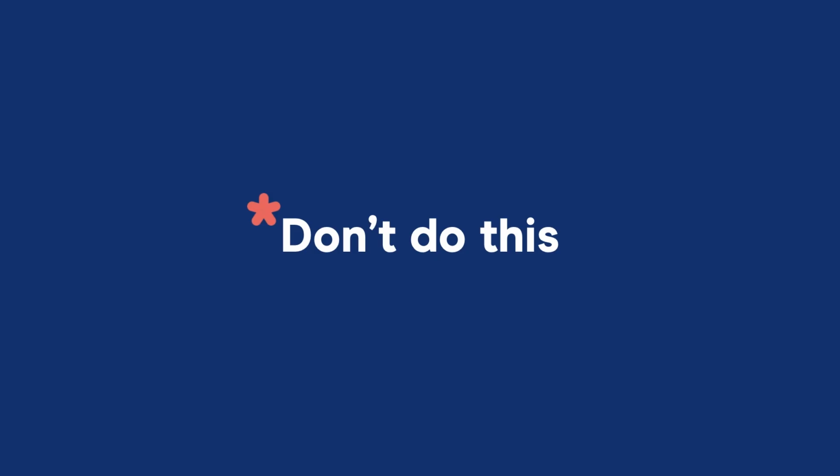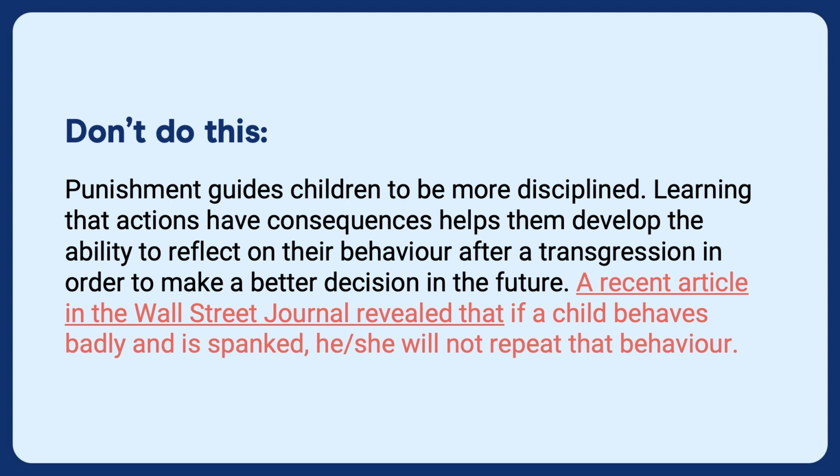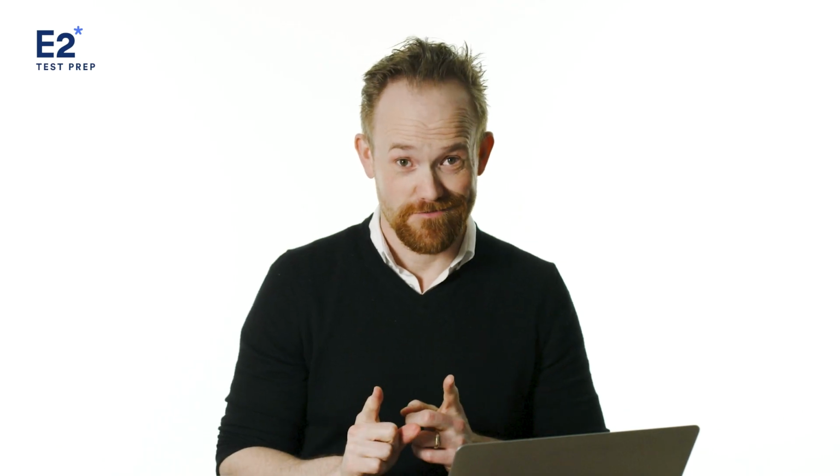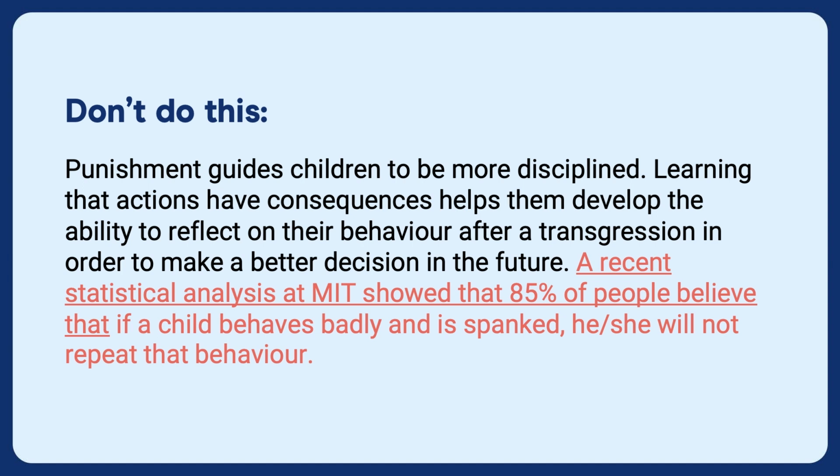Don't do this. A recent article in the Wall Street Journal revealed that if a child behaves badly and is spanked, he or she will not repeat that behavior. And don't do this. According to a recent survey by Harvard University, if a child behaves badly and is spanked, he or she will not repeat that behavior. And don't do this. A recent statistical analysis at MIT showed that 85% of people believe that if a child behaves badly and is spanked, he or she will not repeat that behavior.